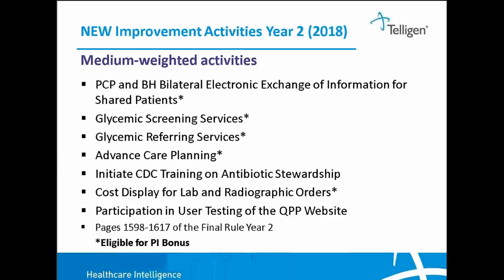And I also added the pages of the final rule for the year 2 where the listing of the improvement activities begins. It goes through those. So if you are so inclined and want to do that, by all means, you may do so. But please don't forget to consult your SURS organization and QIO organization. We're here to help you.